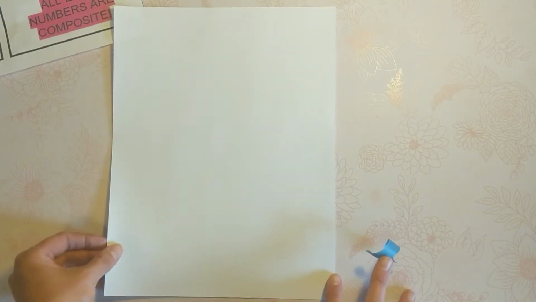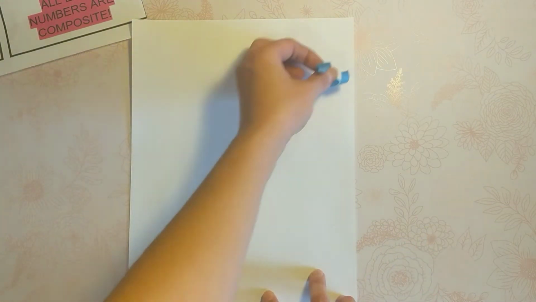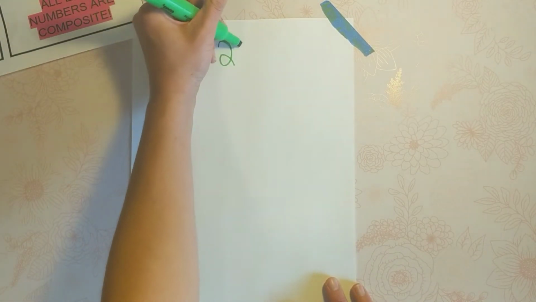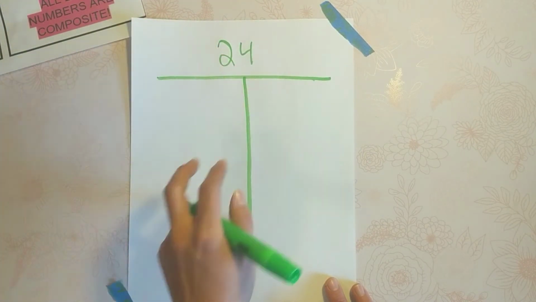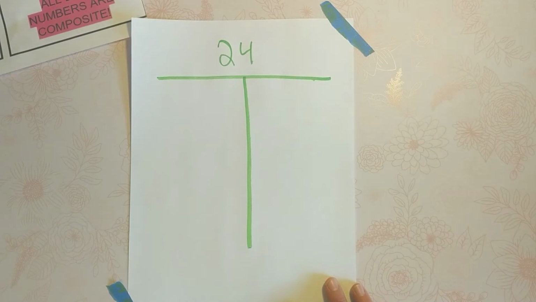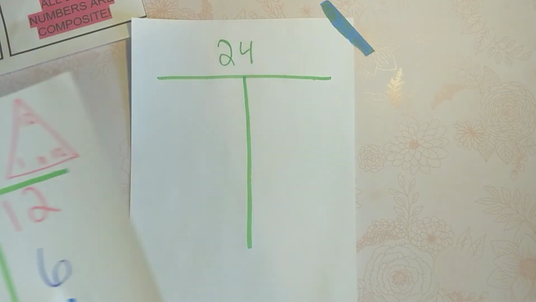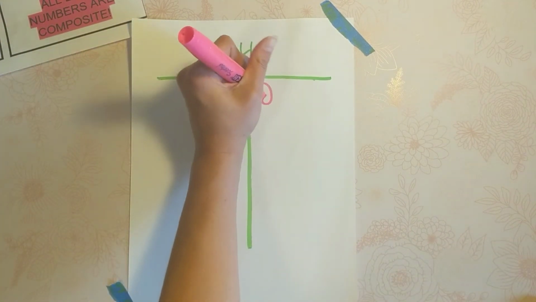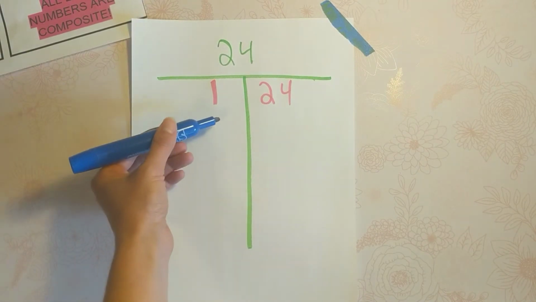Let's do the number 24 because it has a lot of factors, so it's a good one to try. Step 1 is to write the number at the top and make a T-chart. The first factor pair you should already know because it is always, always, always 1 times whatever number you're doing. So our first factor pair for 24 is 1 times 24. Next, we need to check our 2's.